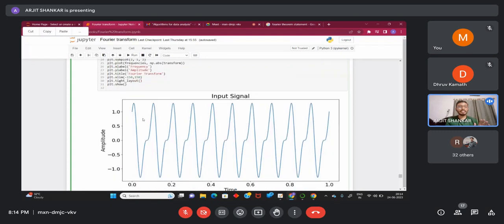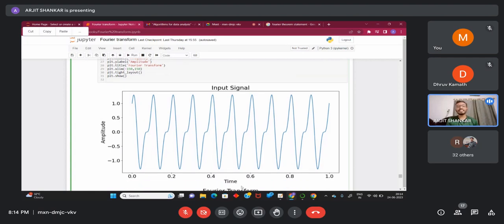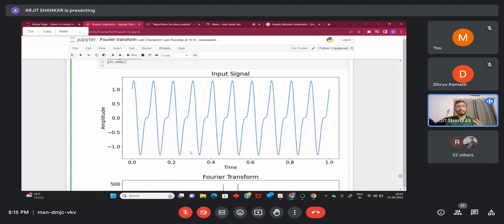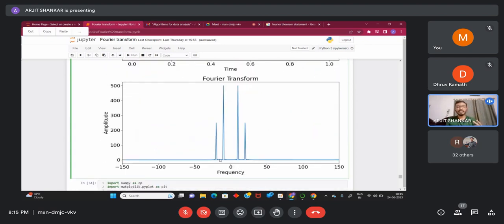Okay, so you can see that this is our original signal, and you cannot really guess just by seeing this amplitude versus time signal what all frequencies are underlying this. But just by writing two lines of code, we found that there are two different kinds of frequencies. This is the first frequency, this is the second frequency.